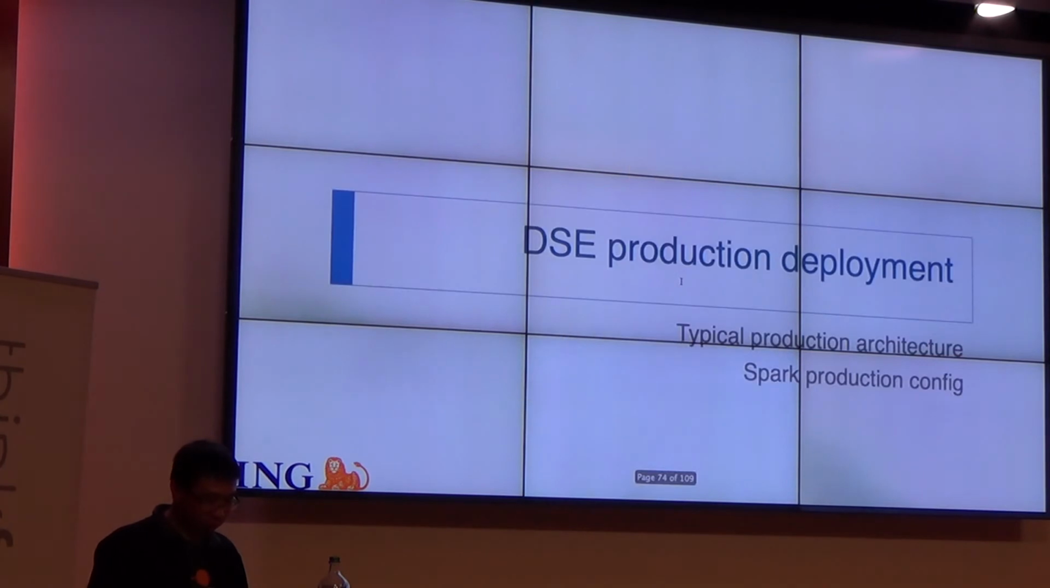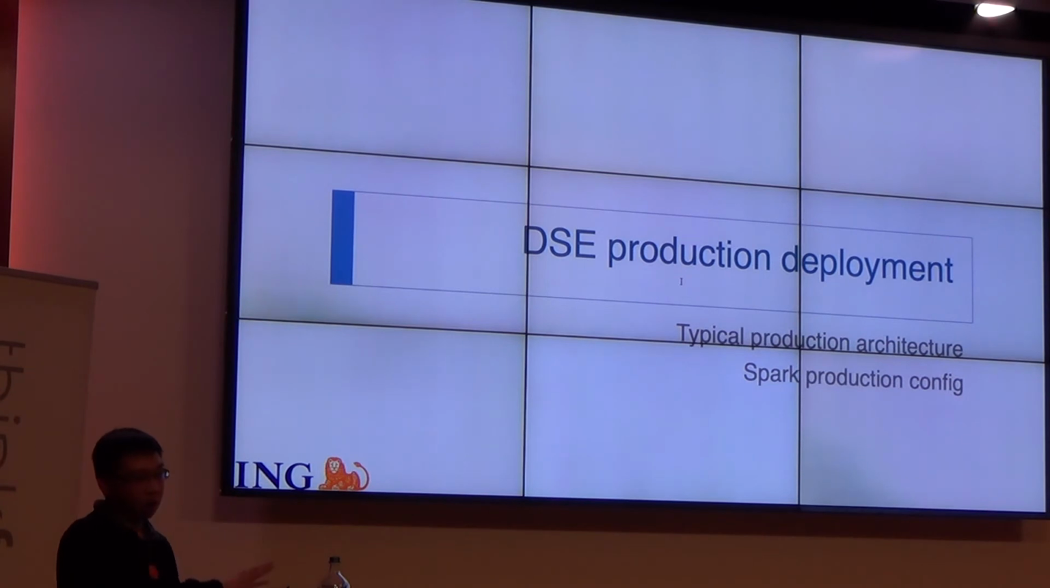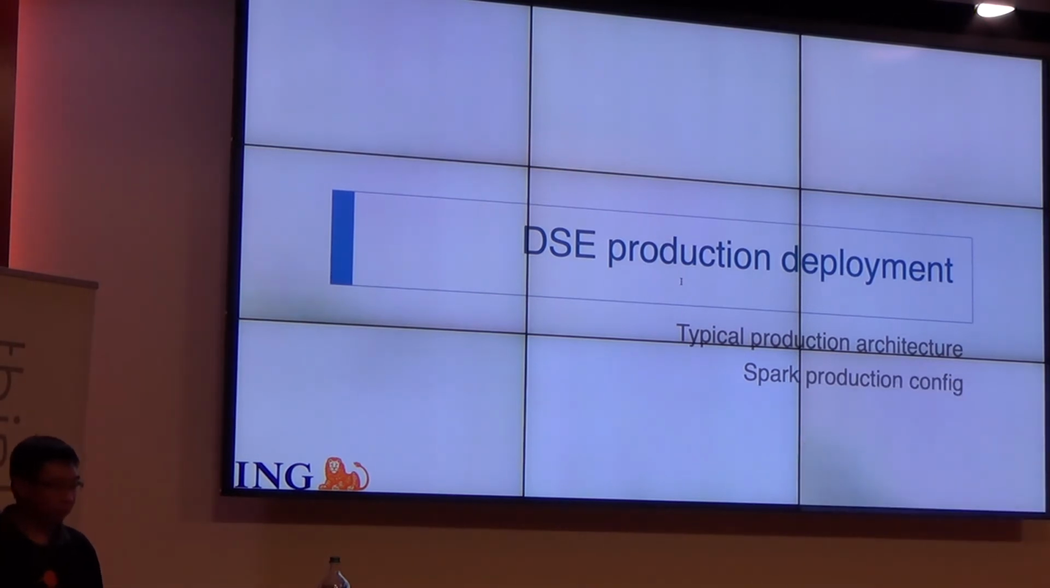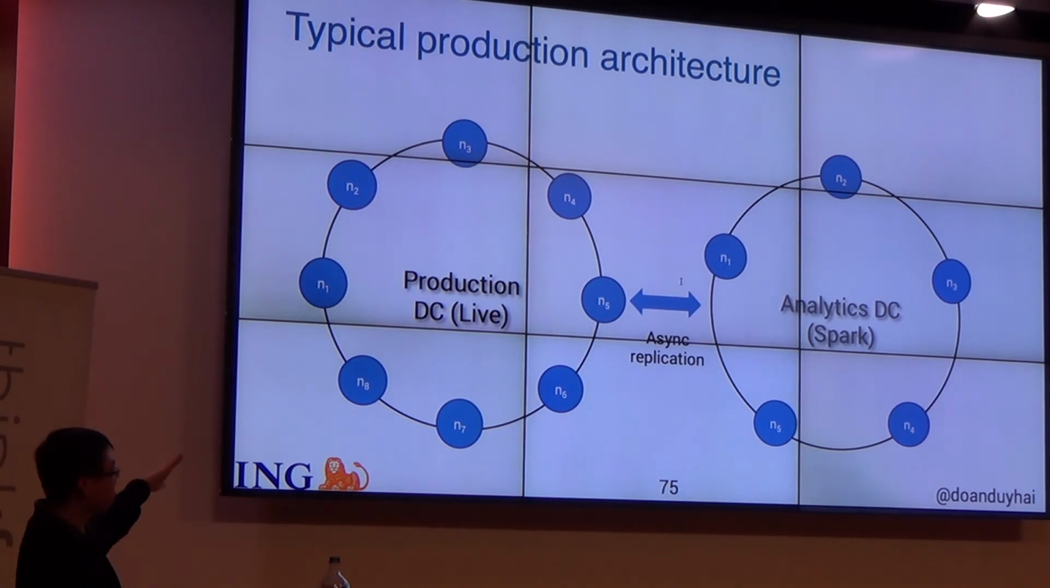Okay, analytics. Until now, I was just talking about the Spark open source connector and open source Cassandra, right? Now we are going to talk about DSE. So the typical production deployment with DSE, this is the recommendation. You have your live data coming into a live production data center, and you have another data center dedicated to analytics. So even if you are losing some nodes because there is too much data, you don't have any impact on your production.